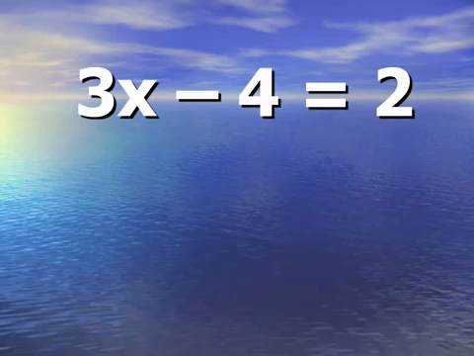In this math equation, 3x minus 4 is equal to 2. I am multiplying the variable x by 3, and then I'm taking 4 away from it. To solve this, you always undo the adding and subtracting part first. Because I'm taking away 4, I must do the opposite of minus 4 to both sides of an equal sign.